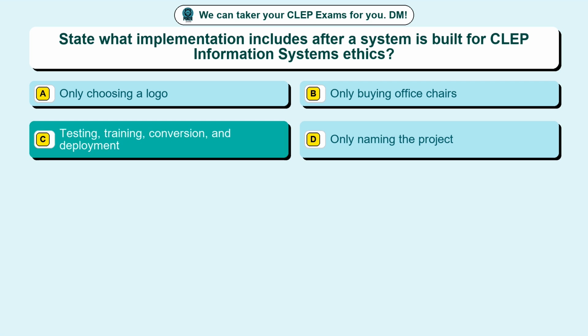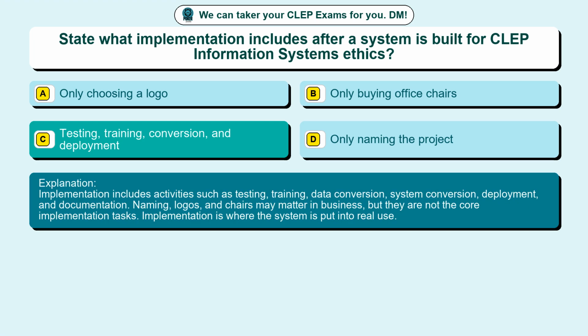The correct answer is option C. Testing, training, conversion, and deployment. Implementation includes activities such as testing, training, data conversion, system conversion, deployment, and documentation. Naming, logos, and chairs may matter in business, but they are not the core implementation tasks. Implementation is where the system is put into real use.